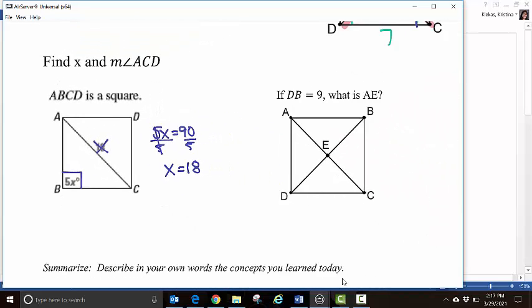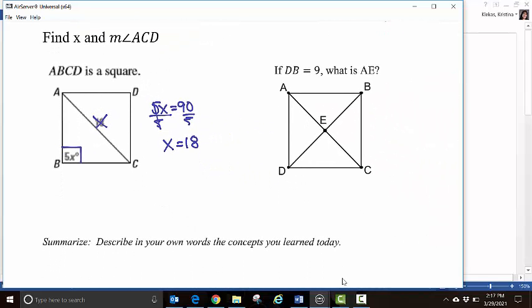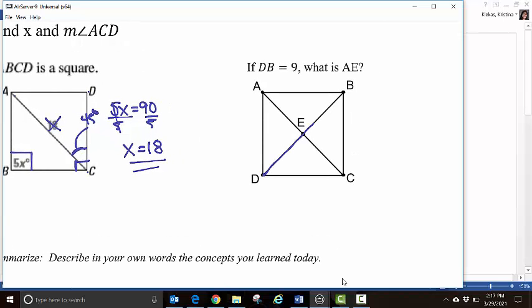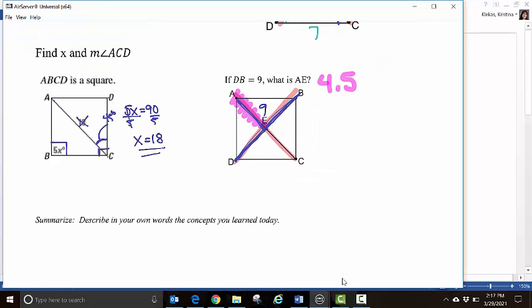Then it says solve for ACD. Well, I don't even need that. ACD, if this corner is 90, then this corner is 45. Okay, last but not least, D to B is 9. How big is A to E? Well, I know this is 9, so this is 9. And they cut each other in half, so this piece has to be 4.5. Okay, that is the rest of that.